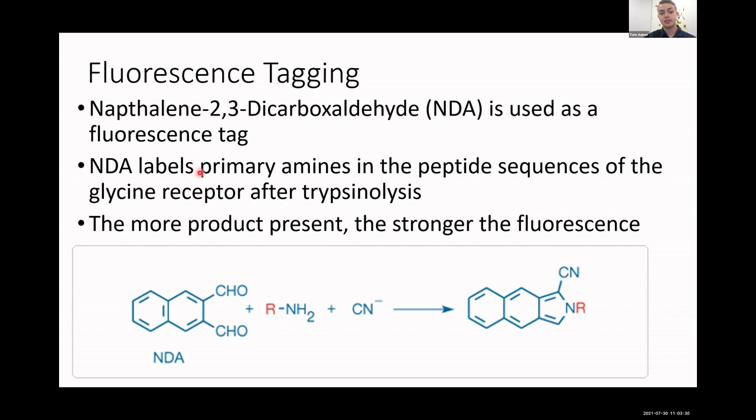So what NDA does, it will label the primary amines in the peptide sequence of the glycine receptor after a process known as trypsinolysis, which uses an enzyme that will cleave the peptide bonds. So the NDA is going to be tagging the peptides at the N terminus and at either the lysine or an arginine. What's interesting is that the NDA will only fluoresce when it is bound to our peptide sequence. And then the more product that's present, we'll have a stronger fluorescence.